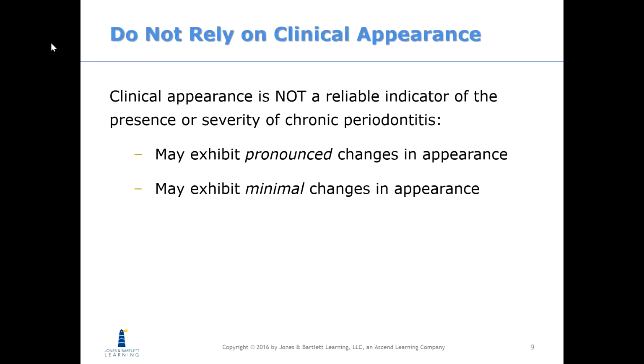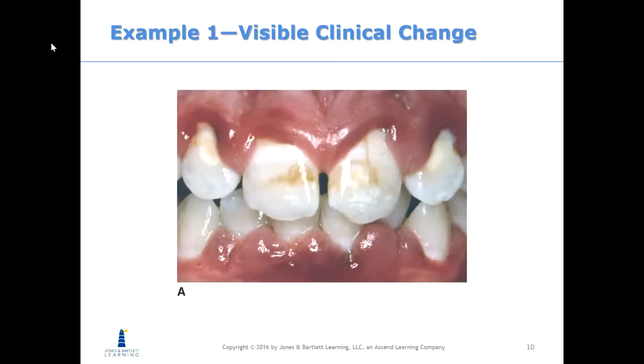However, as important as a gingival assessment is, and as important as it is to be able to identify those changes, the clinical appearance is not a reliable indicator of the presence or severity of chronic periodontitis. Chronic periodontitis may exhibit pronounced changes in appearance, and it may also exhibit minimal changes in appearance, which is why, again, it's so important for us to do a full periodontal assessment. We don't diagnose periodontal disease just from looking at the gingival tissues.